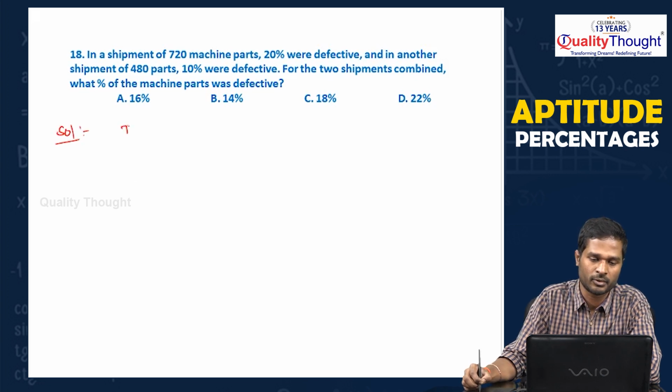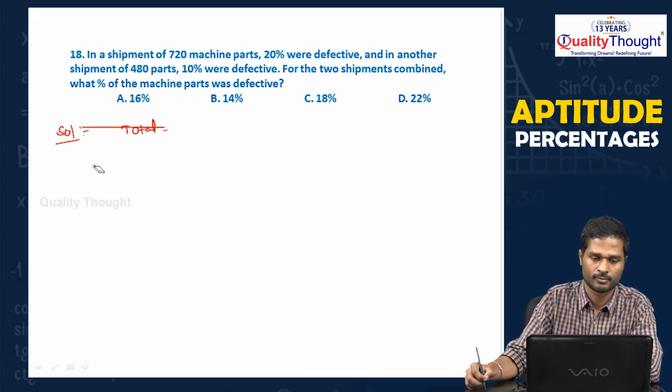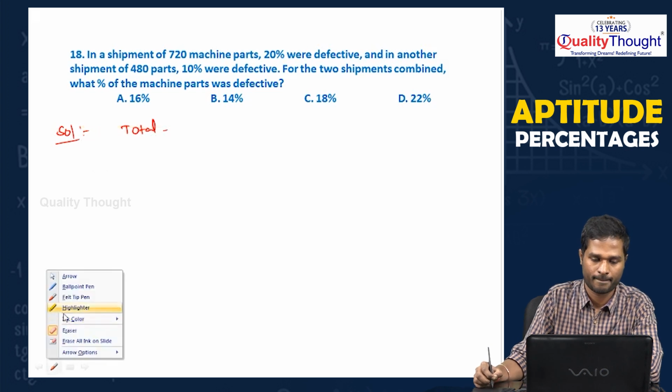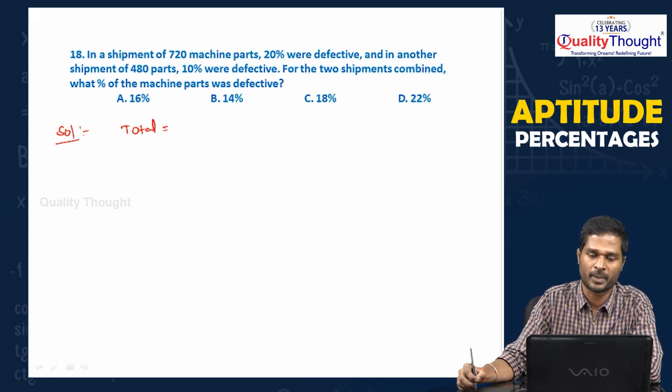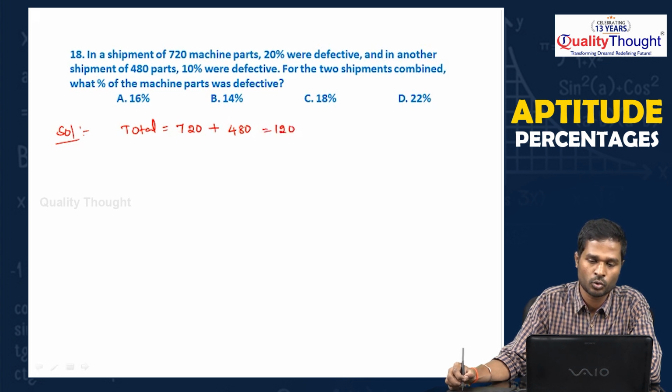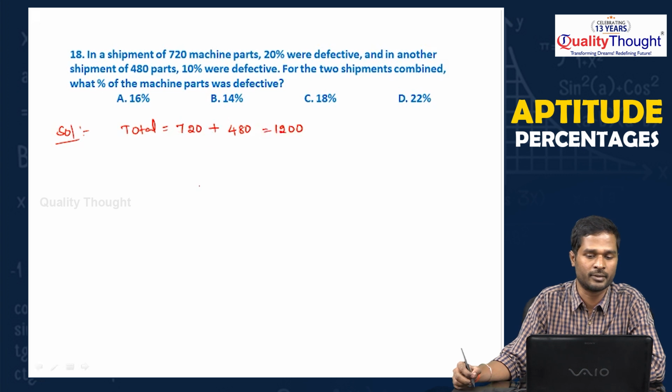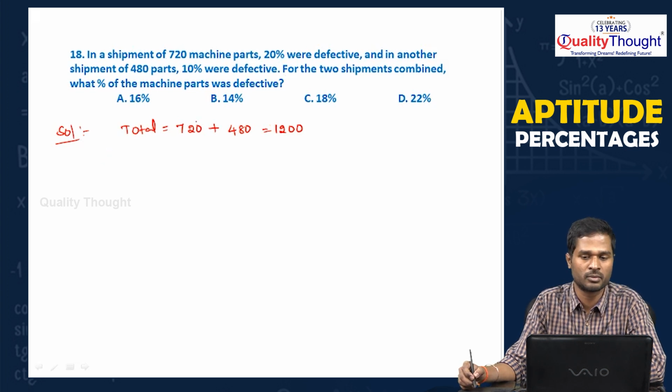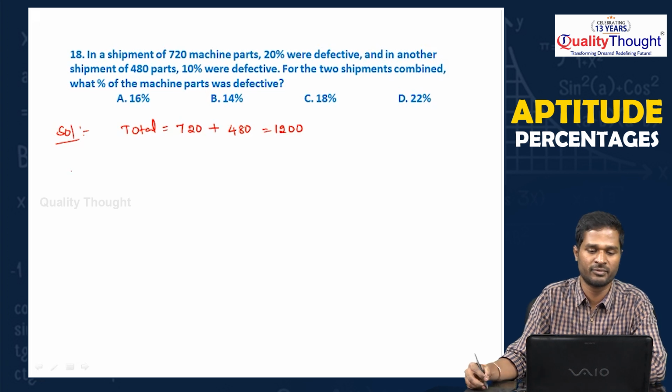So the total, I'll find out first. The first shipment has 720 machine parts and the second shipment has 480 machine parts. So this is 1100 plus 100, that is 1200. The total machine parts are 1200. In that, 20% were defective from the first shipment. So find out the defective pieces, or you can find out the good pieces. Let's find out the defective pieces.